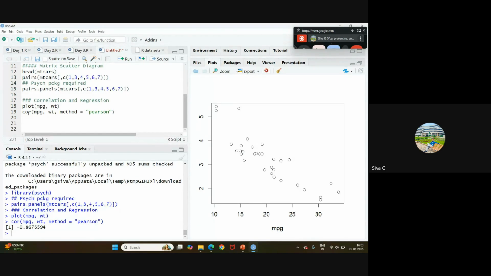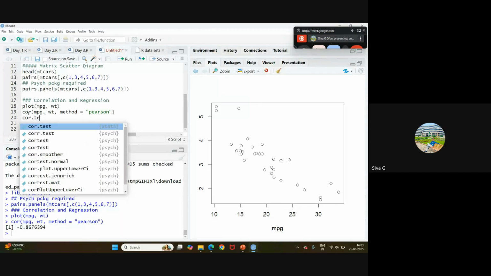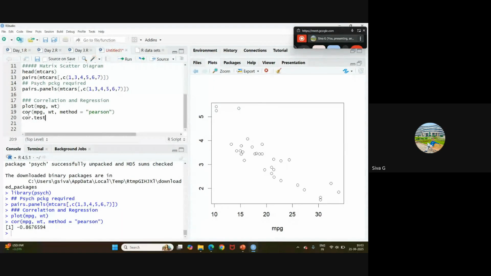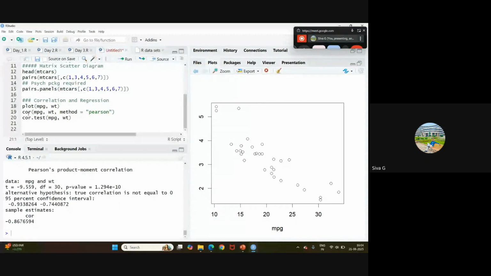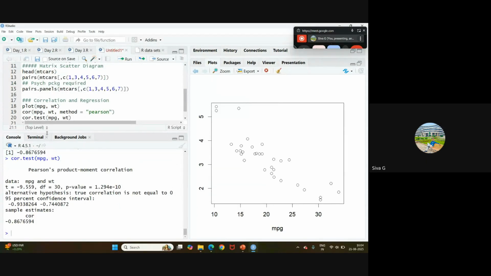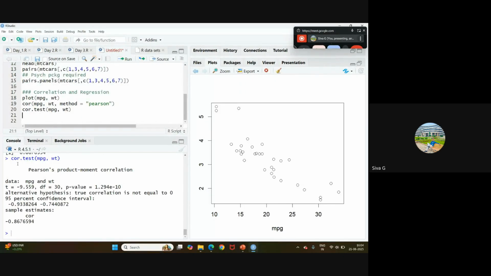Can we directly go to the regression model? No, we have to test whether the correlation is significant or not. For testing the correlation, again the same code, cor.test. What are the variables we are testing? One is MPG and the other is weight. Now we are going to test the correlation between MPG and weight. Now run this one. We got this result: Pearson's product-moment correlation, that is called the Pearson correlation coefficient. Data is MPG and weight.